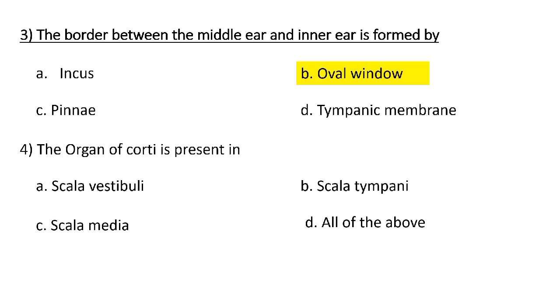Question number 4. The organ of Corti is present in option A, scala vestibuli, option B, scala tympani, option C, scala media, option D, all of the above. The correct option is scala media. Organ of Corti is present in scala media.